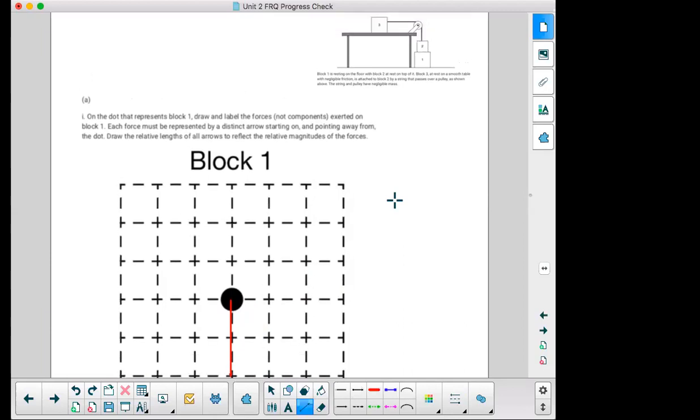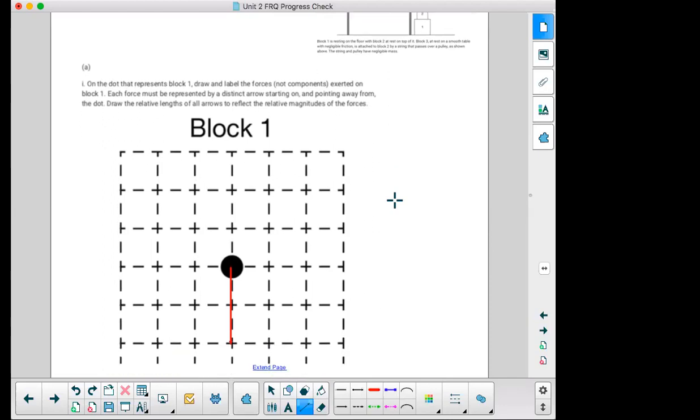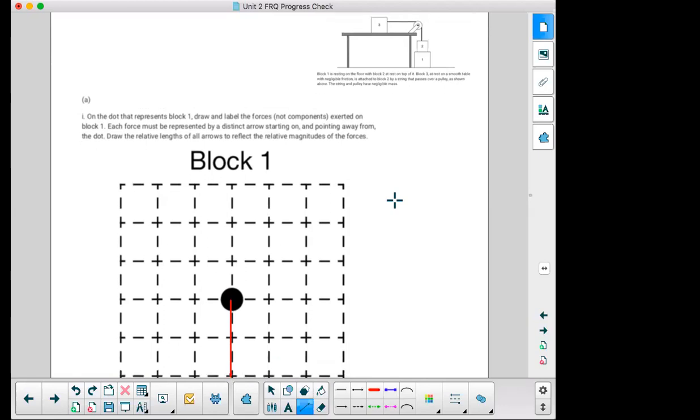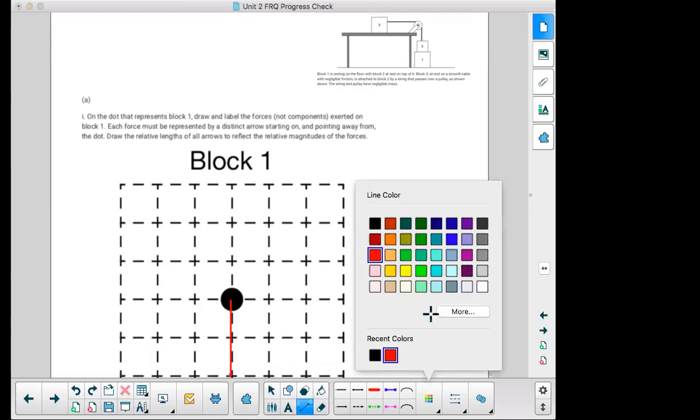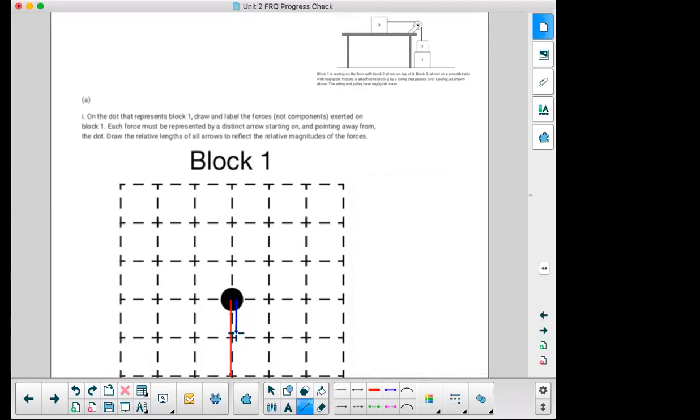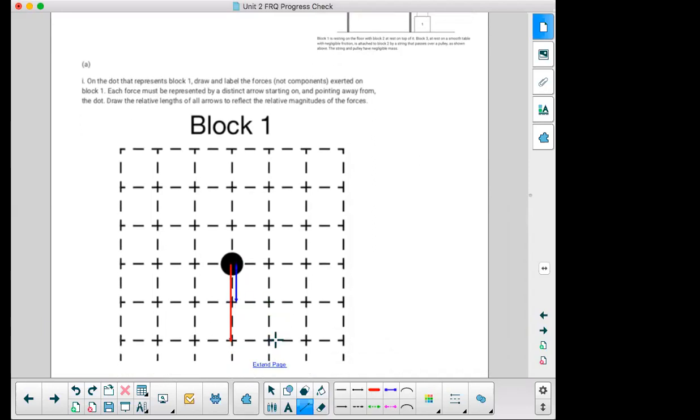What about upward forces on block one? Or how about another downward force? Are there any more downward forces on block one besides gravity? Block two. Yeah, block two is pushing down on block one. Good. So it's a contact force. I would call it a normal force, or F normal, right? And I'm just going to draw that 1 unit long. So I've got 2 units of gravity, arbitrary units, I've got 2 units of weight, and 1 unit of push down from the block above.